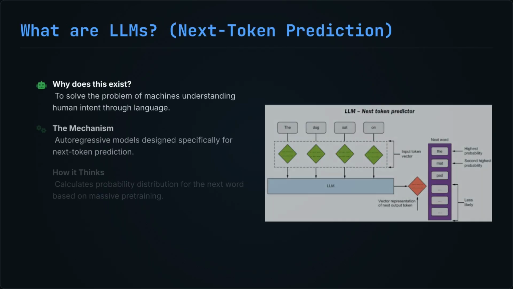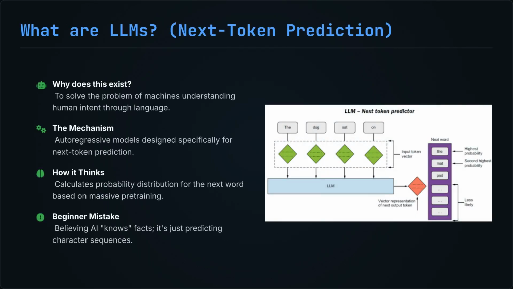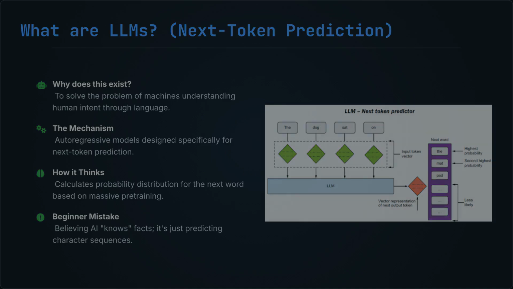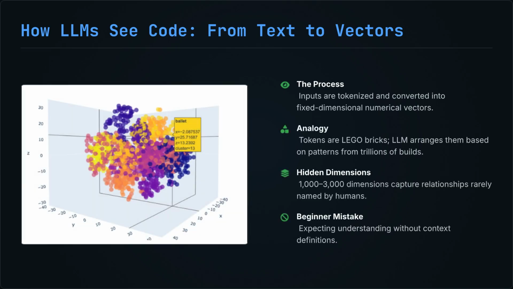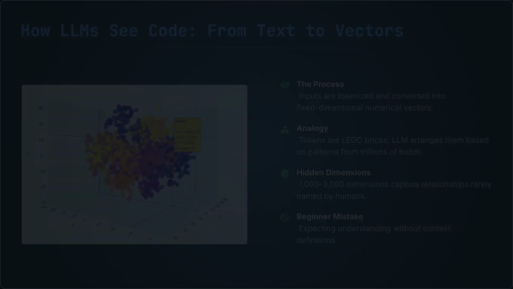Let's start with LLMs. What are LLMs? They exist to translate human intent into language a machine can understand. They are autoregressive models that calculate the probability distribution for the next token based on massive pre-training. LLMs see code by converting text inputs into fixed-dimensional numerical vectors. Think of tokens as Lego bricks that the LLM arranges based on patterns. Don't expect understanding without clearly defined context.